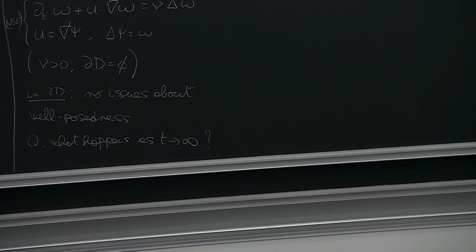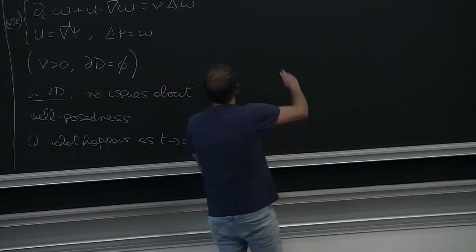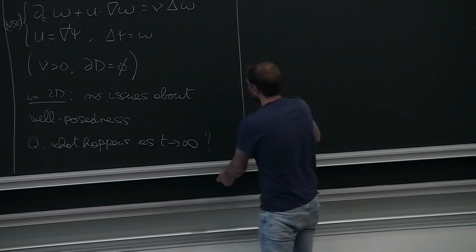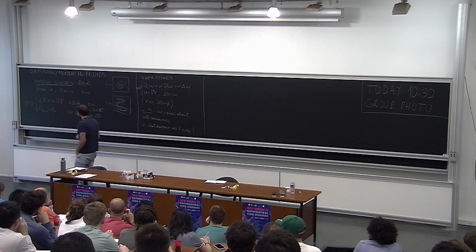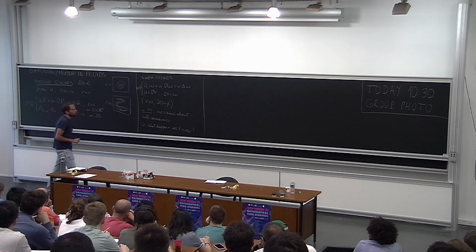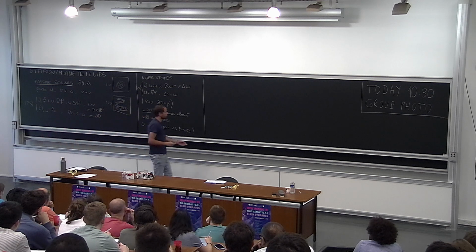And I try to claim that if you want to understand what happens for Navier-Stokes, you really have to understand also what happens for passive scalars. So that's why I will mainly talk about passive scalars. So what's a first estimate that we can have? So let's just start with a simple case.